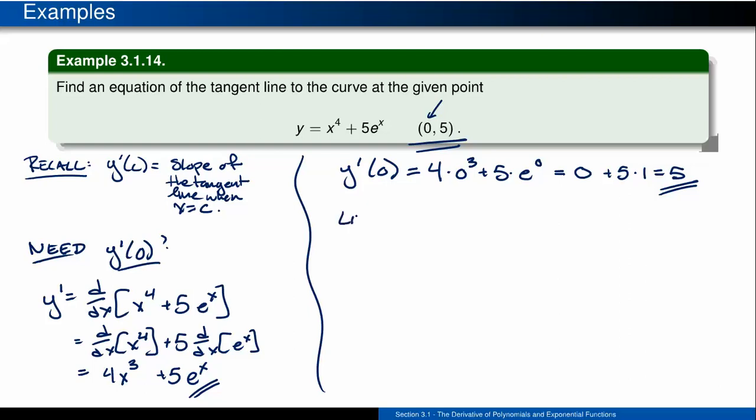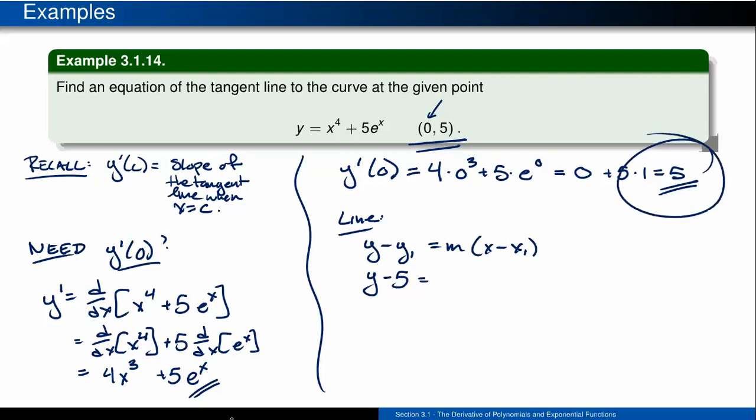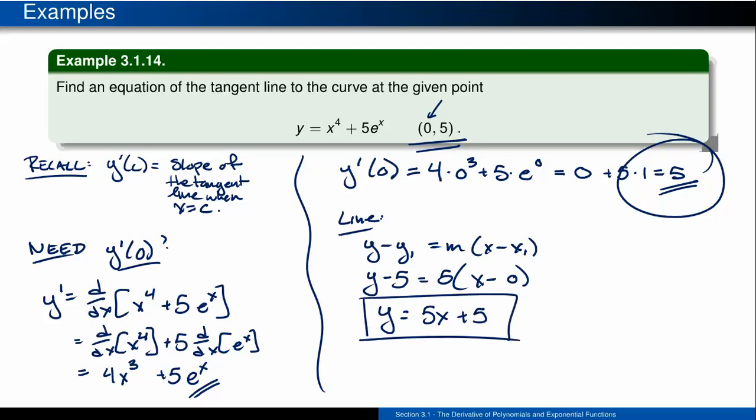Then this line is going to be y minus y1 equals my slope times x minus x1. What I'm going to have is y minus my y value, which is a 5, equals my slope, which I just found, is a 5, and then x minus my x value, which is a 0. Cleaning all this up, you actually see that this is pretty nice. It's just going to become y equals 5x plus 5. And that's exactly what my tangent line is going to take at this very special point (0, 5).